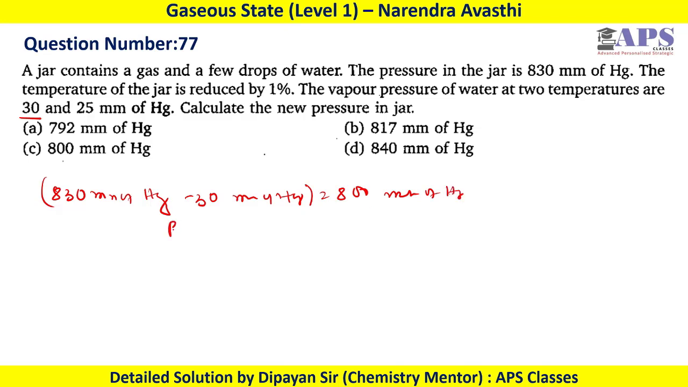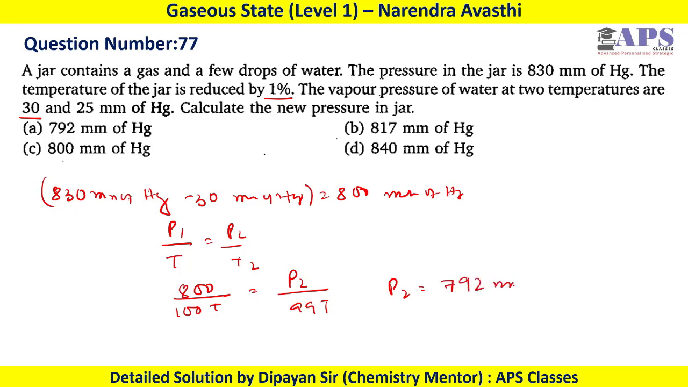Now we can apply P1 by T1 equal to P2 by T2. So it is 800 divided by 100 T. P2 is 99 T because 1% reduced. So from this we can calculate P2, which is nothing but 792 mm of Hg. Now for the final pressure, we have to add the vapor pressure to this, and the final answer will become 817 mm of Hg. So option B will be the correct option.